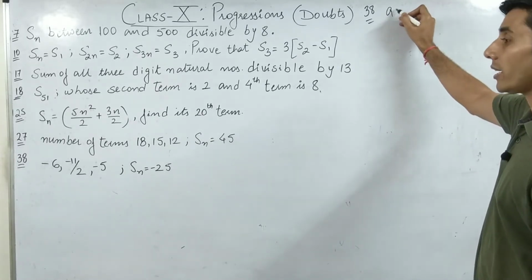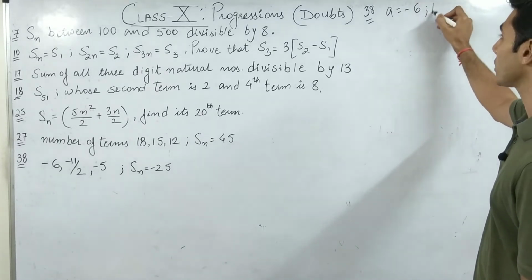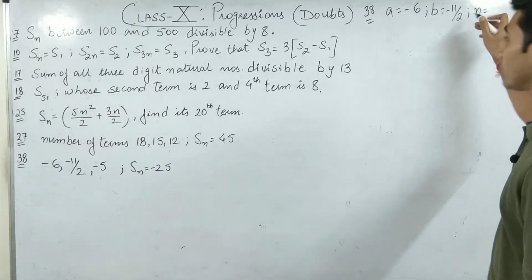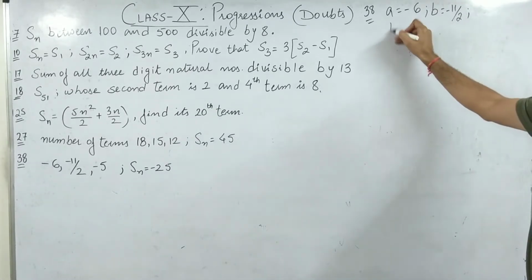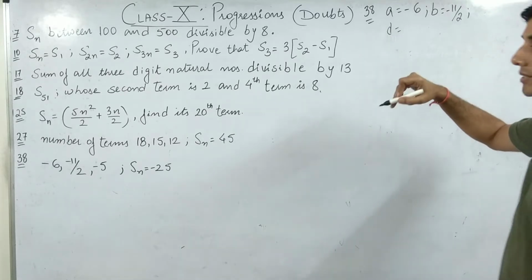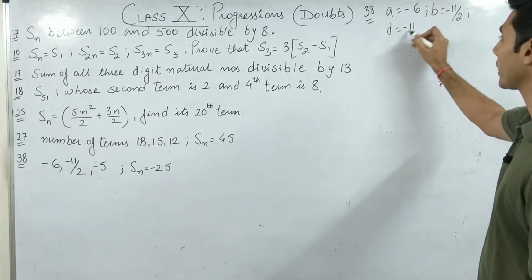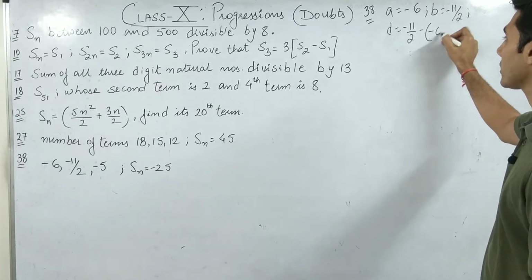So what is A? A should be equal to minus 6. What is B? B should be equal to minus 11 by 2. What is D? Oh my fault. D should be equal to B minus A. That means minus 11 by 2 minus minus 6.